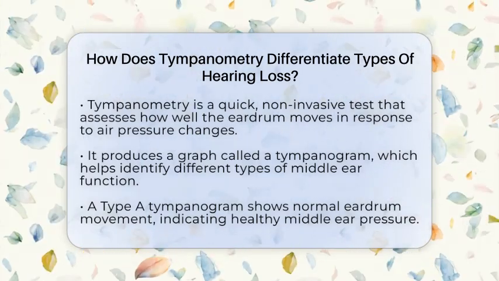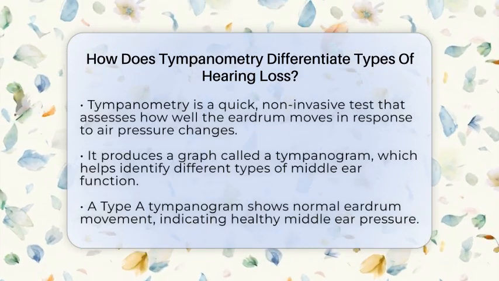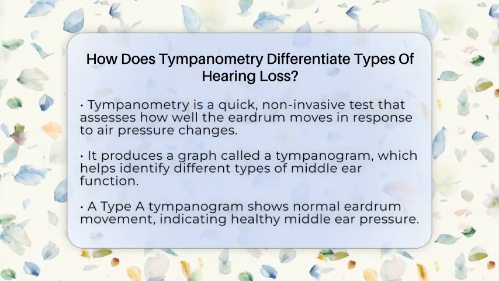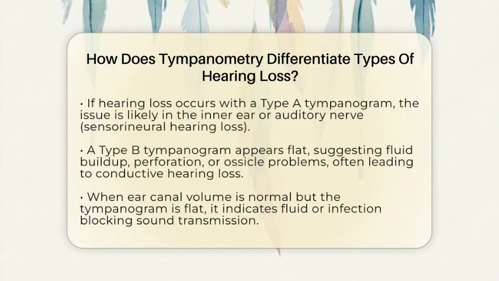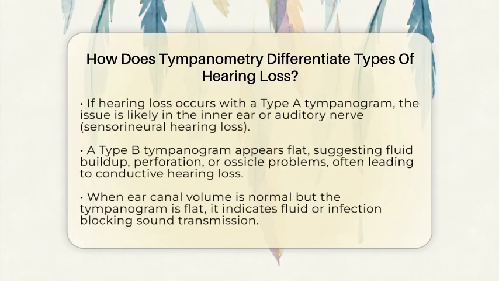If someone has hearing loss but the tympanogram is type A, it usually means the problem is not in the middle ear but in the inner ear or the auditory nerve, which is known as sensorineural hearing loss.